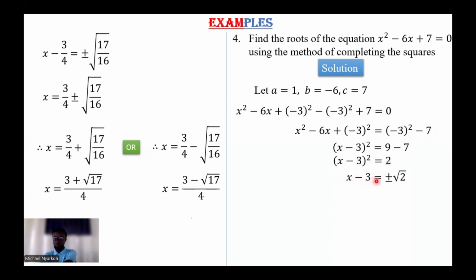And then you square root both sides, which gives you x minus 3 equals plus or minus square root of 2. Move your negative 3 to the other side, which becomes 3. And then you have your answers to be x equals 3 plus square root of 2, or x equals 3 minus square root of 2.